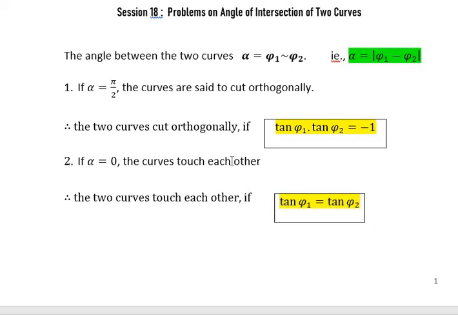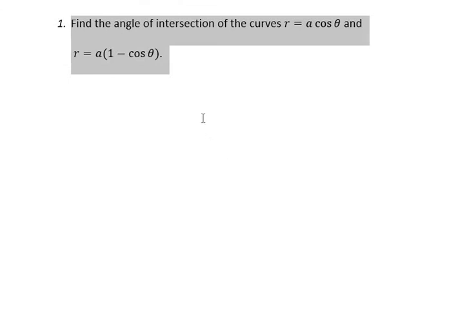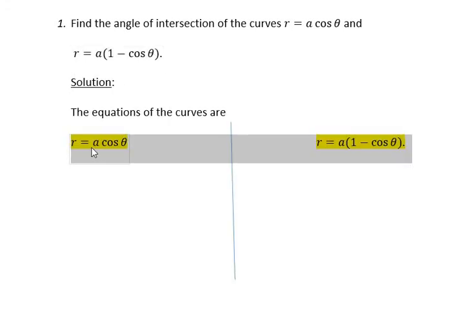Now let us work out few problems. Problem 1. Find the angle of intersection of the curves r is equal to a cos theta and r is equal to a into 1 minus cos theta. Here the given curves are r is equal to a cos theta and r is equal to a into 1 minus cos theta. Now let us differentiate these equations and find out tan phi 1 for the first curve and tan phi 2 for the second curve.